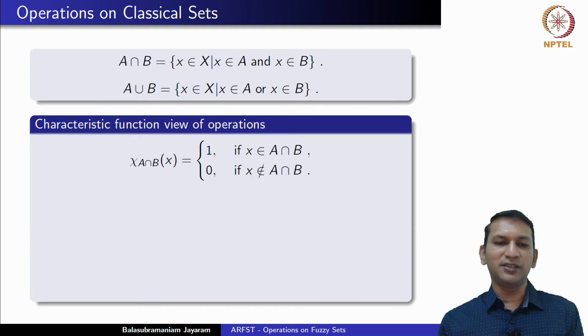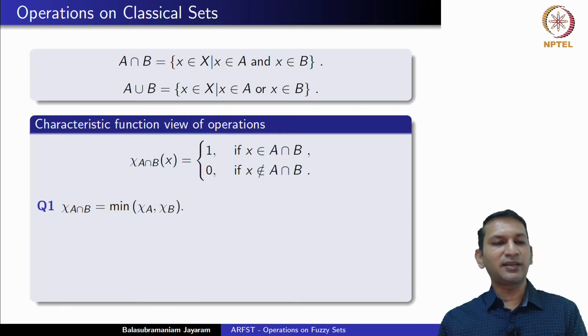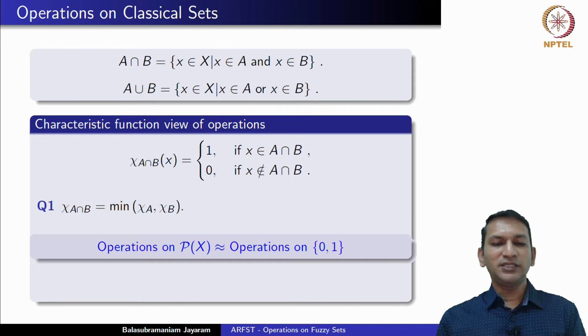So we have an answer for this first question, whether we can write the characteristic function of A intersection B in terms of characteristic functions of A and B. This is one way we have come up with. Now, immediately what it points to is a completely different way of looking at operations on classical sets. So far, the operations that we have done on subsets of X as members of P of X, now we are seeing them as actually operations being performed on the set {0, 1}.